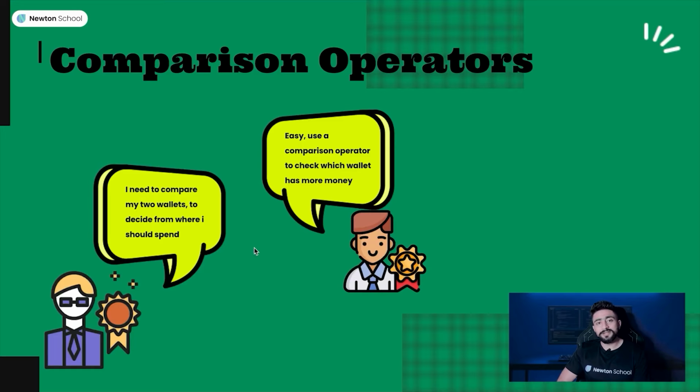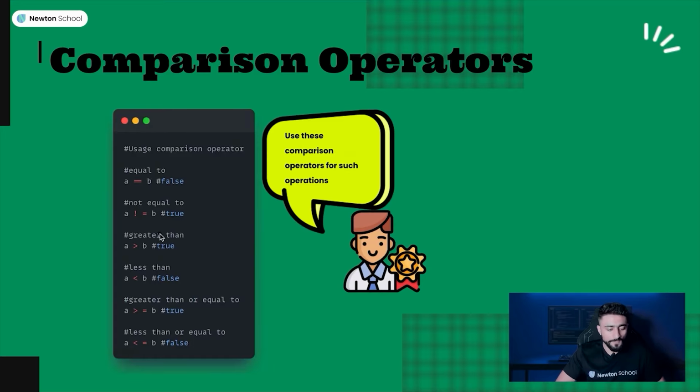Now how do we use that in code? A double equals B, where the value of A is 10 and B is 3. Is 10 double equals 3? Are they equal? No, false. Is 10 not equal to 3? Yes, true. Is 10 greater than 3? True. Is 10 less than 3? False. Is 10 greater than or equal to 3? True. Is 10 less than or equal to 3? False.